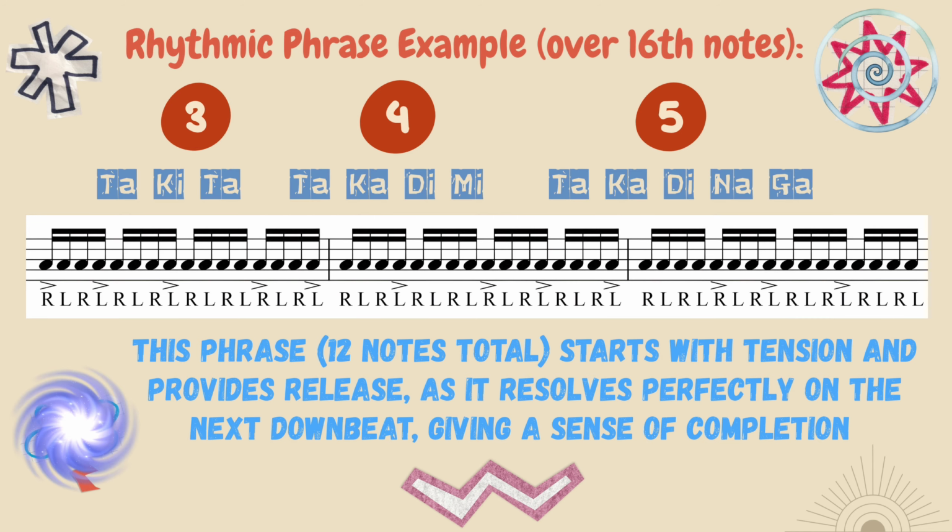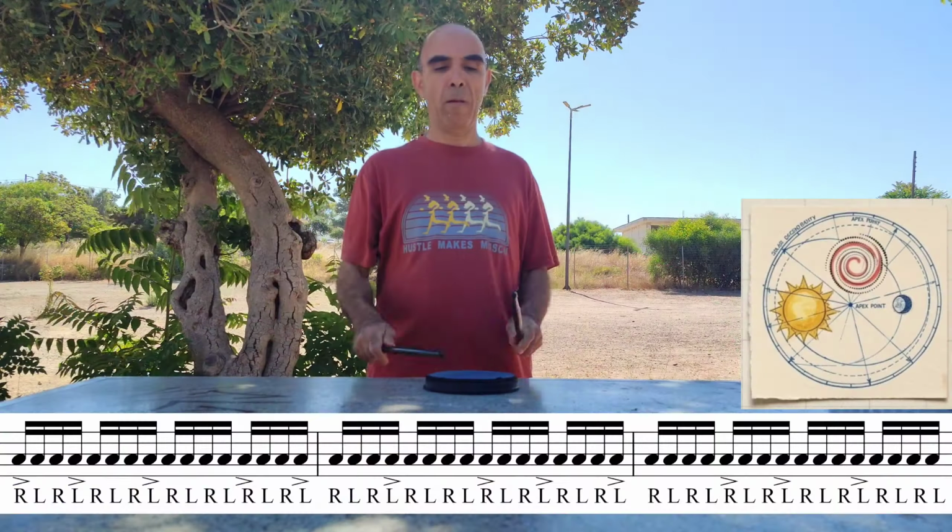Rhythmic phrase example over 16th notes. This phrase, 12 notes total, starts with tension and provides release, as it resolves perfectly on the next downbeat, giving a sense of completion. Takita, takadimi, takadimi, takita, takadimi, takadimi, takita, takadimi, takadimi, takita, takadimi, takadimi.